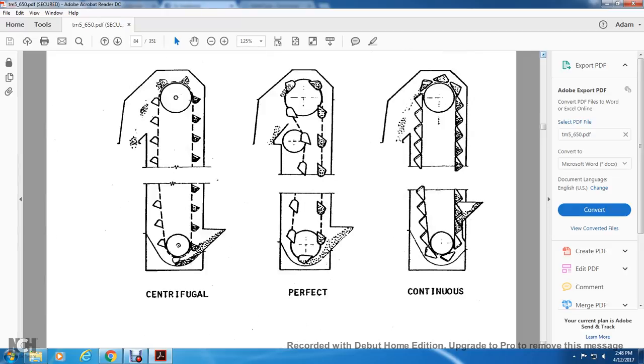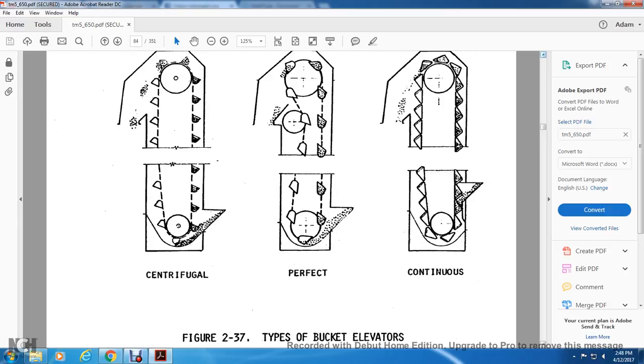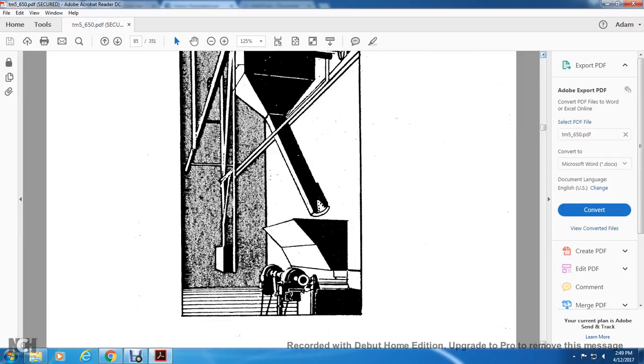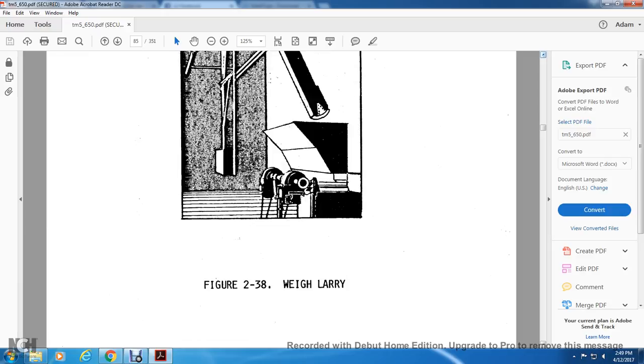All right, this shows your central figure, perfect and continuous type of bucket elevators. Notice this one's from the bottom, this one's in the middle, and this one's continuous.